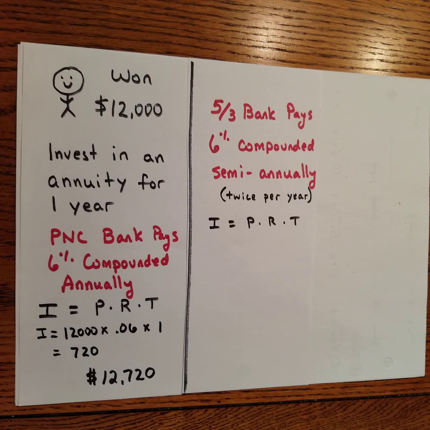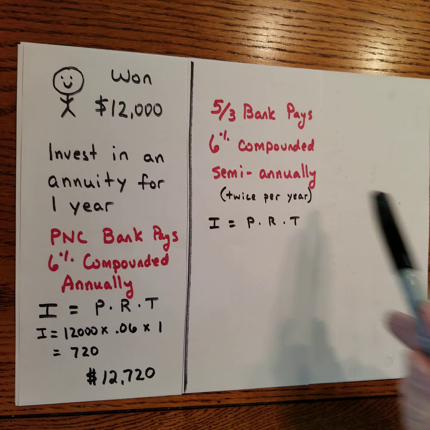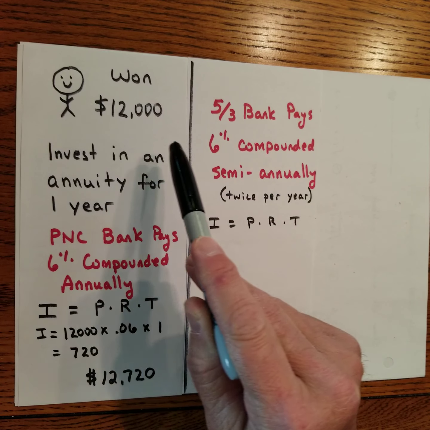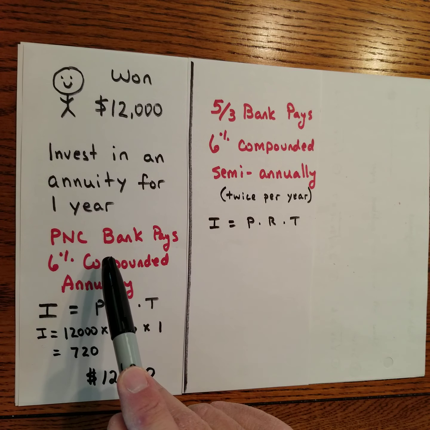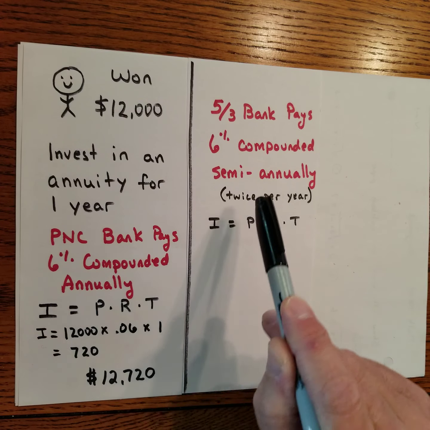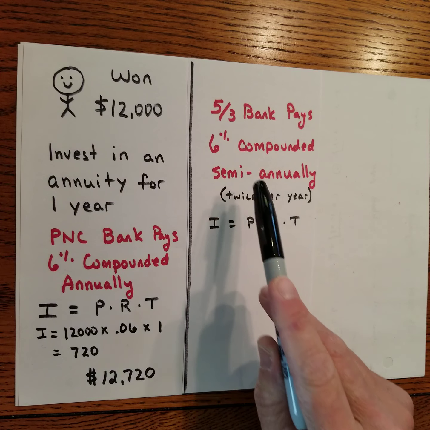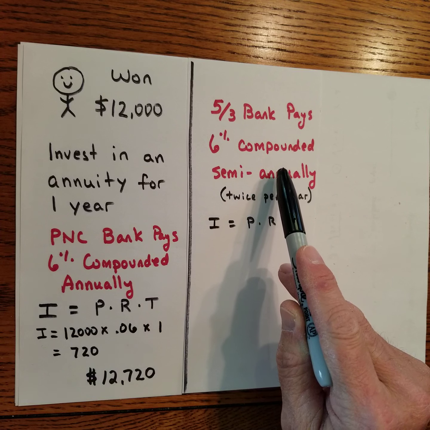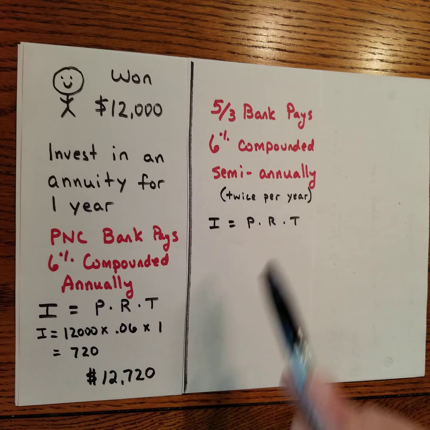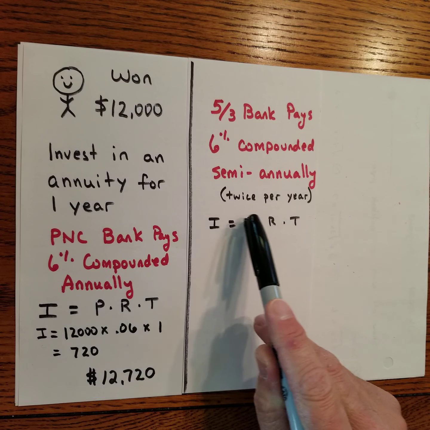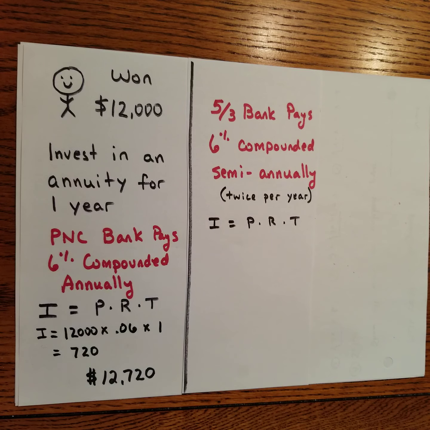Now, just down the road, there's another bank, Fifth Third Bank. And Fifth Third Bank says, hey, wait a minute. Before you put your money in PNC Bank, just hold on a minute. You might want to come to our bank. We'll also pay you 6%, but it's compounded semi-annually. Semi-annually means they compound your money twice per year.